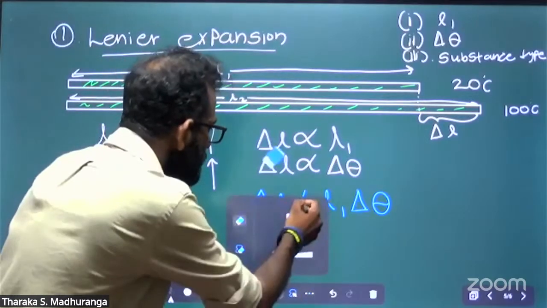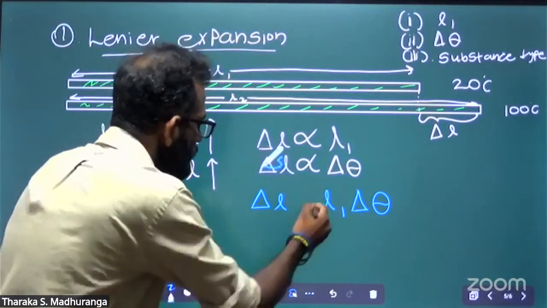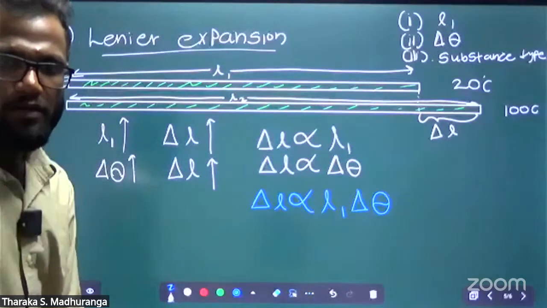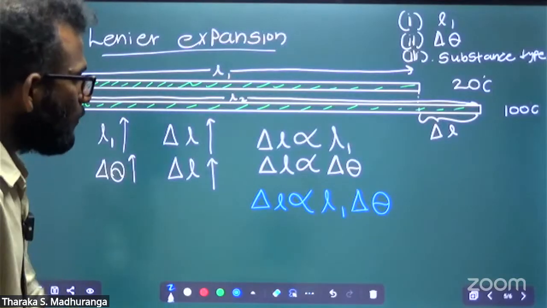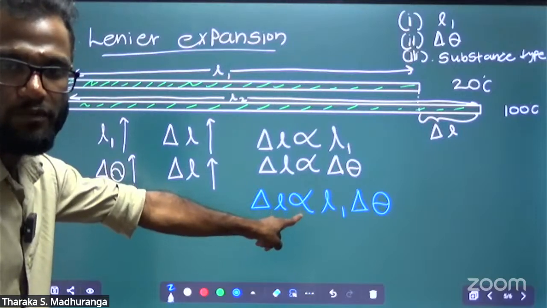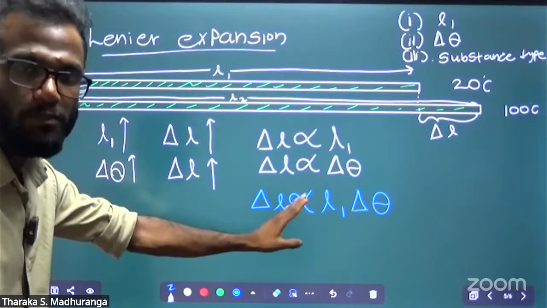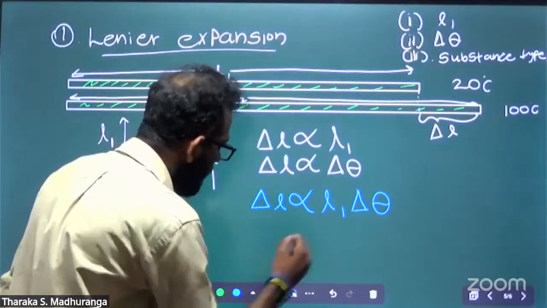Okay, I'll change this. It is not the alpha, it is the proportional mark. Delta L is directly proportional to L1 delta theta. Now I need to remove this proportional mark. What can we do? In physics, if you want to remove the proportional mark, we always need to add a constant.